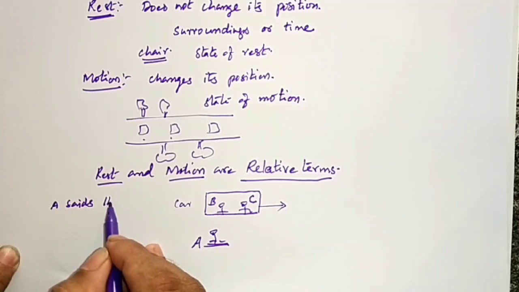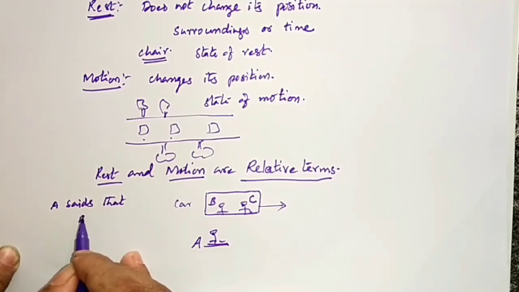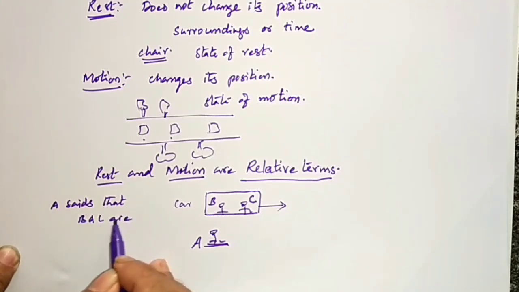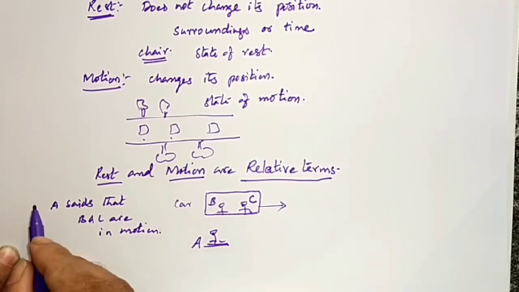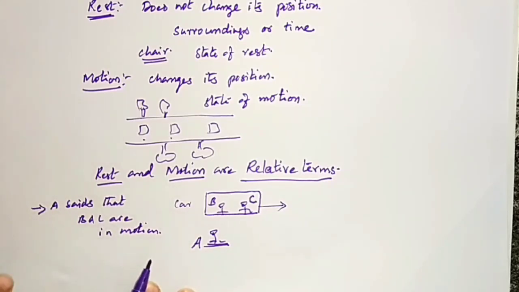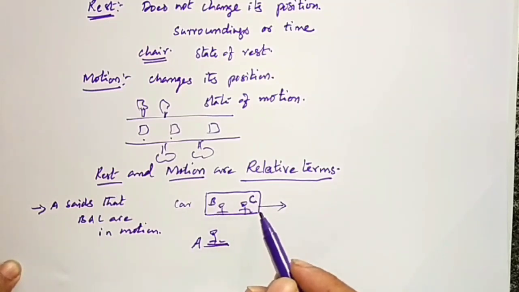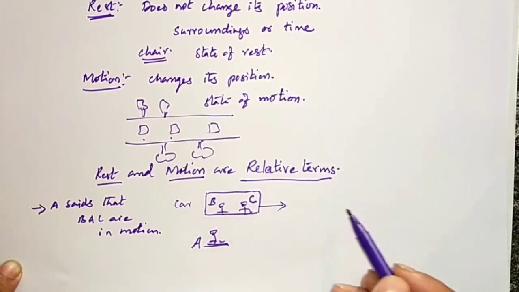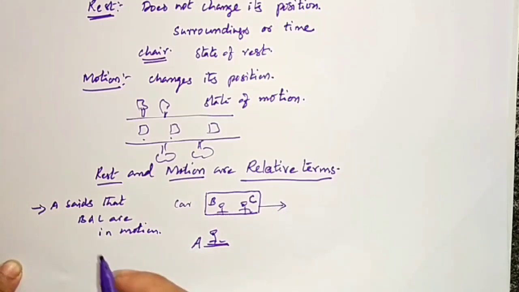Now A said that B and C are in motion. Is this correct? A said that B and C are in motion. Yes or no? Because they are in the car. As the car is moving, their position is also changing. Am I clear or not?